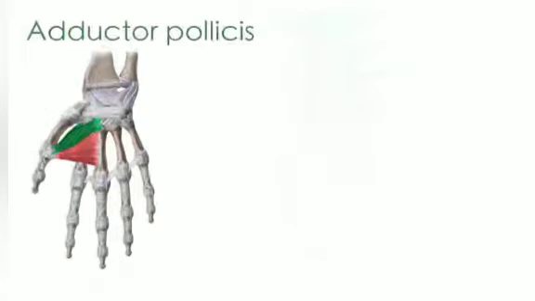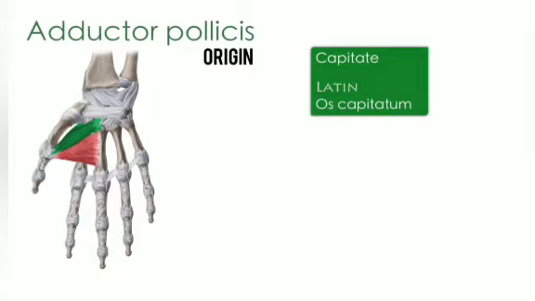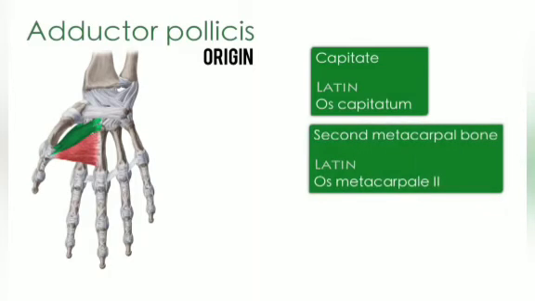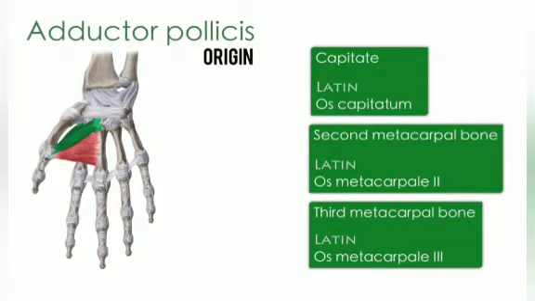Now let's talk about the origin points of the oblique head of this muscle. And I can tell you that there are 3 origin points for the oblique head. The first one is a carpal bone, the capitate, and then the other 2 are going to be metacarpals. So one is the second metacarpal bone, which will serve as an origin point for this head. And also the third metacarpal bone will be another origin point for the oblique head of the adductor pollicis.